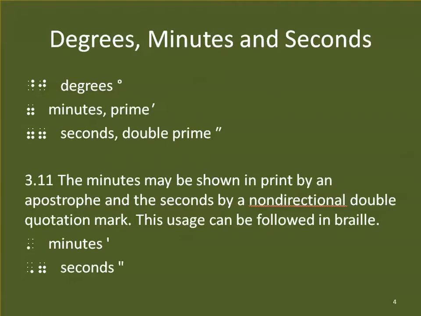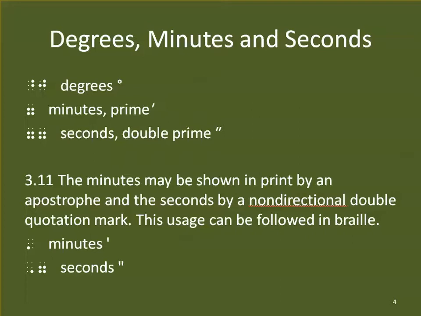Degrees, minutes, and seconds. Degrees, we have a new symbol, as I mentioned in the last session. That's 4-5 and then 2-4-5. And we space that just as we do with print. Minutes, when it's using the prime sign, which is slanted, is going to use dots 2, 3, 5, 6. Seconds uses the double prime, again, when the marks are slanted, two cells of 2, 3, 5, 6.